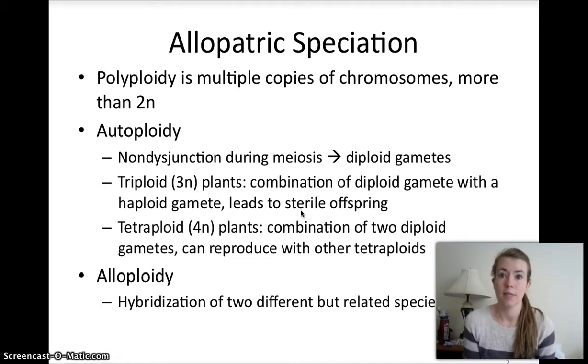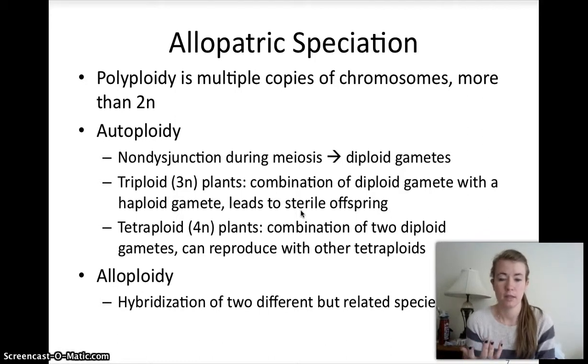And it will be sterile. The reason that it's sterile, that it can't produce more offspring, is because the chromosomes don't have matches during meiosis. Remember that the homologous chromosomes line up during meiosis, but if there are 3 copies, there's going to be one that doesn't have a match. So they can't make offspring.